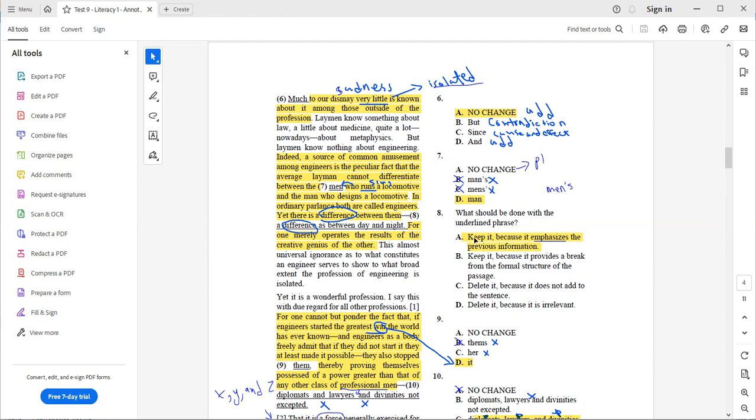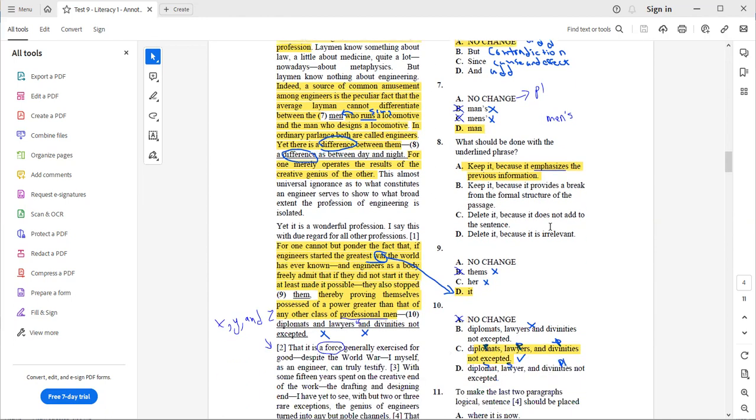So now we're going to look at which one. Keep it because it emphasized the previous information. Yes, it relates to the previous information. Or keep it because it provides a break from the formal structure of the passage. No, it's not. He repeats or emphasizes. So it's better to say A. Clear? Yes. Thank you.